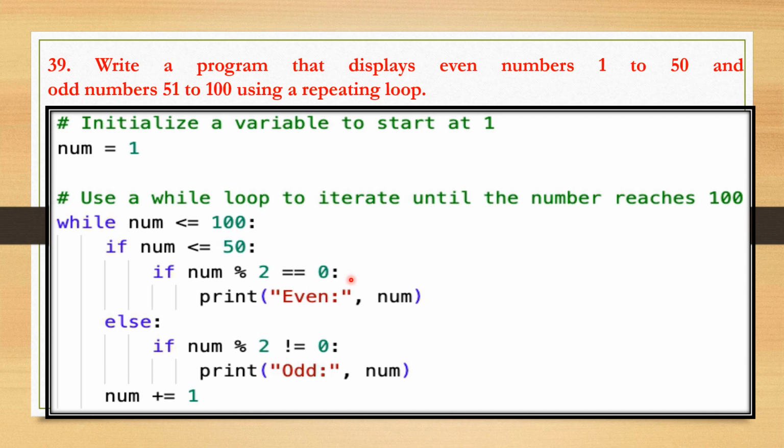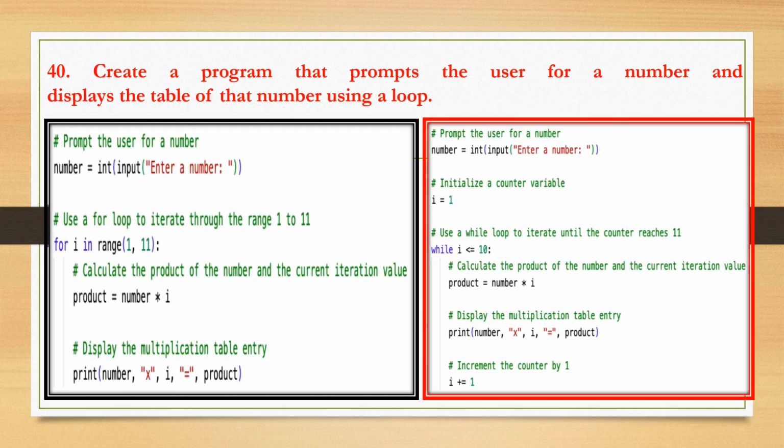So if the value of num is greater than 50, we proceed to the else block, and this else block is executed when the number is greater than 50. So here we check if the number is odd or not, and this way, after checking and possibly printing the message, we increment the value of num by 1, which ensures that the loop progresses to the next number.